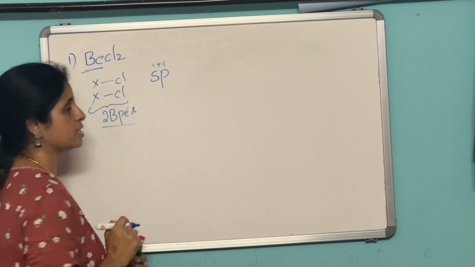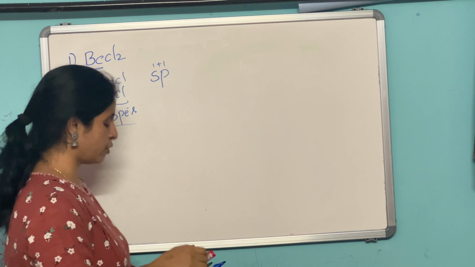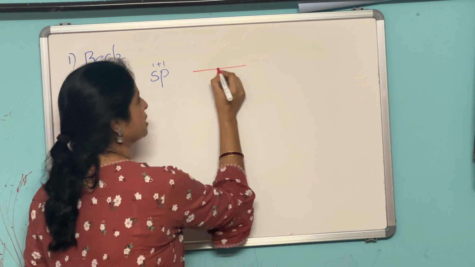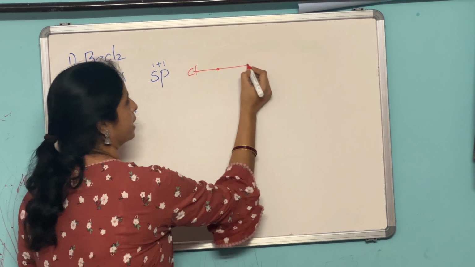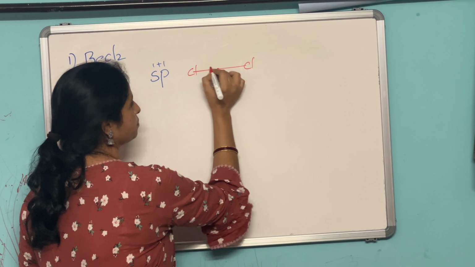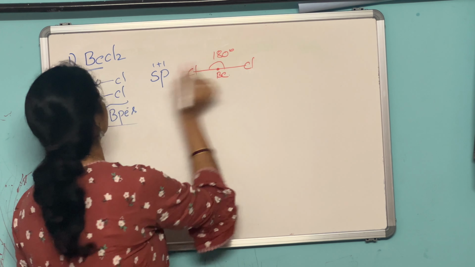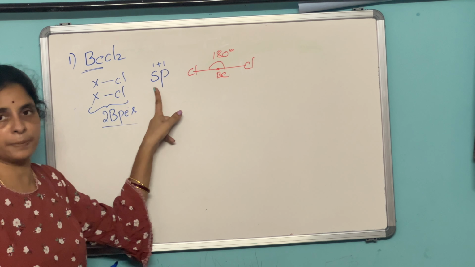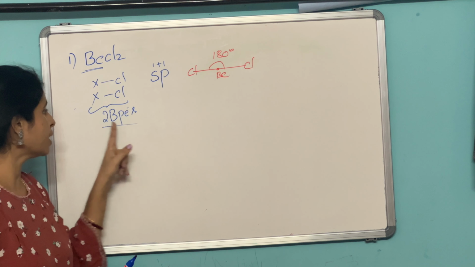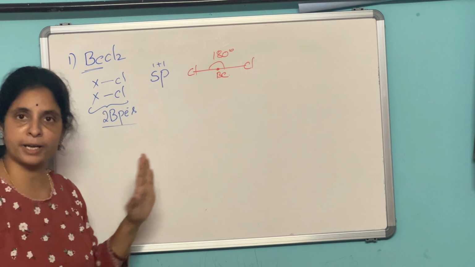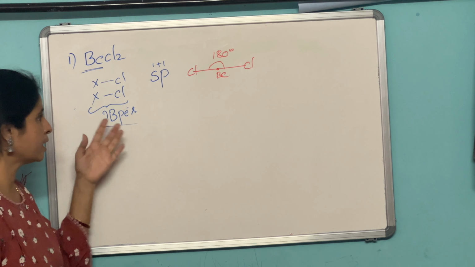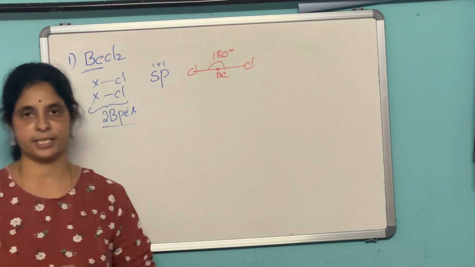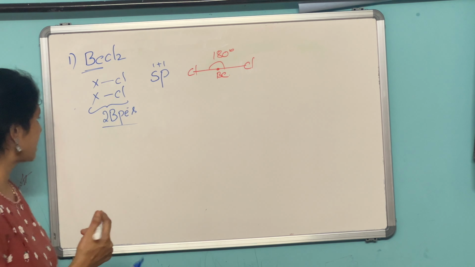What is the type of hybridization? It is sp hybridization. So if it is sp hybridization, the geometry will be like this, linear geometry. Here 2 chlorine atoms and a central atom beryllium with a bond angle of 180 degrees. This is how you can find out the hybridization, how many bond pairs of electrons and how many lone pairs of electrons there are. Here there are no lone pairs. So you can find out the geometry if you know what type of hybridization it is. Okay, next, second example.